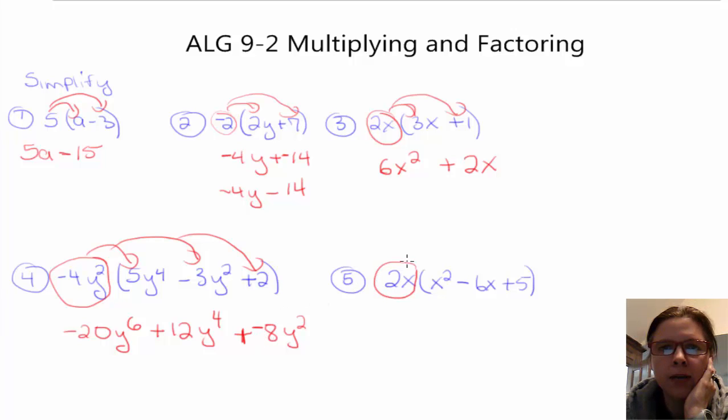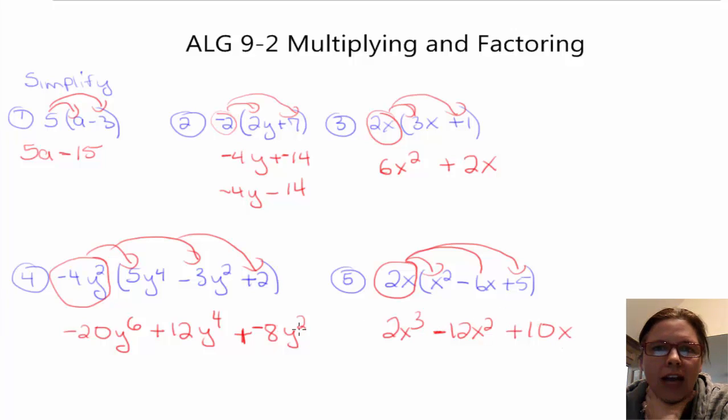Okay, so here 2x times x squared is going to give you 2x cubed. And then 2x times the negative 6 is going to give you negative or minus 12x squared because it's x times x. And then 2x times 5 is 10x. And now, since none of these are like terms, you can't add them together. If this was a 10x squared, then you could have combined, but you just stop where you are right there. You're done with those problems.